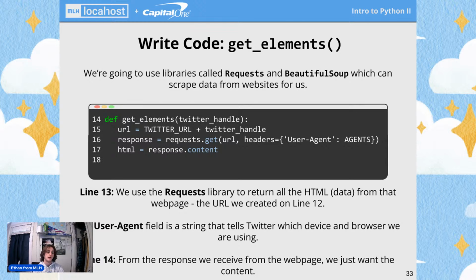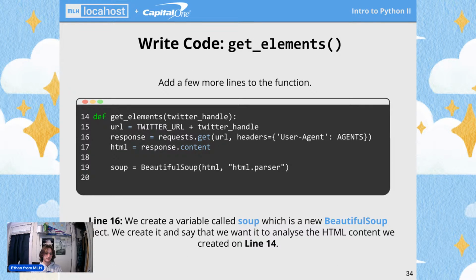And then lastly, we've got HTML equals response.content. First we're setting response to be requests.get, which is going to get the data we want from the URL, and then we're setting this variable HTML to be the content of the response, which is going to make it in a more readable format.